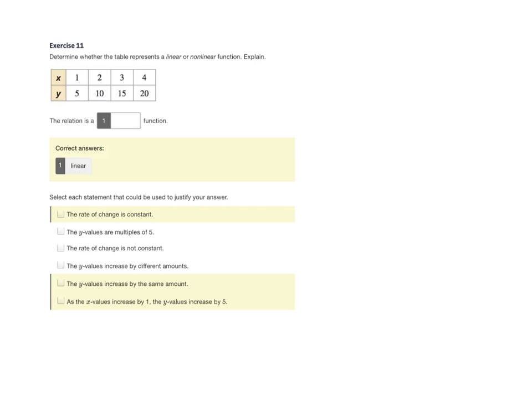Determine whether the table represents a linear or nonlinear function. So we're looking for consistency. Here it's +1, +1, +1, so our x is increasing by 1. Our y is +5, +5, +5. If we wanted to figure out the slope, the change in y was 5, and the change in x is 1. This one has a constant slope of 5. The relationship is linear because the rate of change is constant.